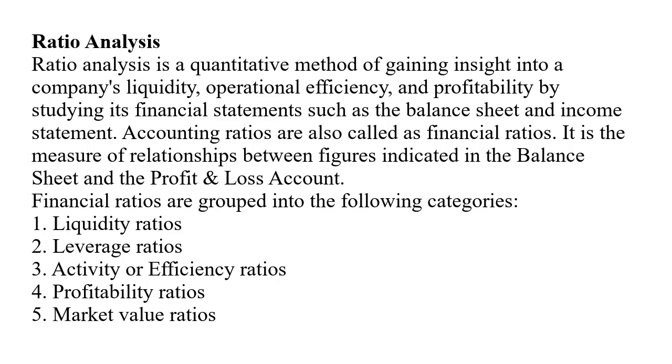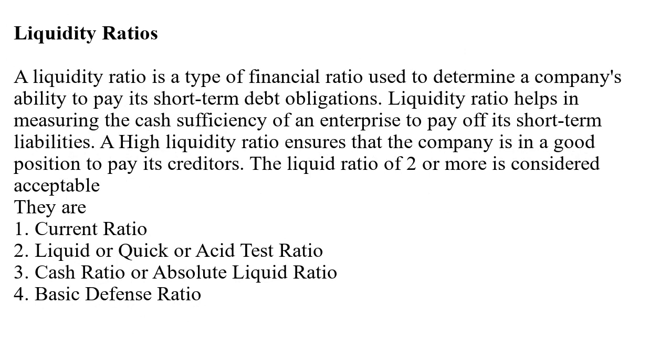Financial ratios are grouped into the following categories: liquidity ratios, leverage ratios, activity or efficiency ratios, profitability ratios, and market value ratios. Now, what is the meaning of liquidity ratios? A liquidity ratio is a type of financial ratio used to determine a company's ability to pay its short-term debt obligations. Liquidity ratio helps in measuring the cash sufficiency of an enterprise to pay off its short-term liabilities.